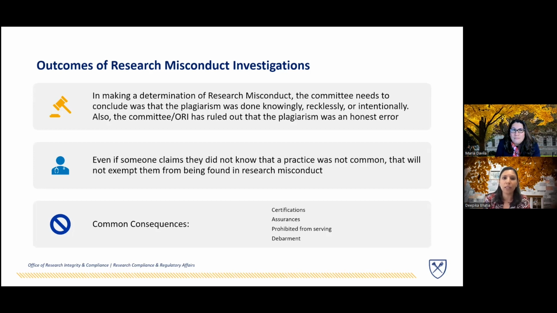And so once we have an outcome of a research misconduct investigation, some of the common consequences that we see are requiring assurances. Sometimes, even if an investigator is allowed to restart their research, there is a level of monitoring that can happen. Many times, depending on how egregious the research misconduct case was, there can be debarment from conducting any further research. And then sometimes there's also a period of time for which no research is allowed. Sometimes it's 3 years, sometimes it's 5 years.